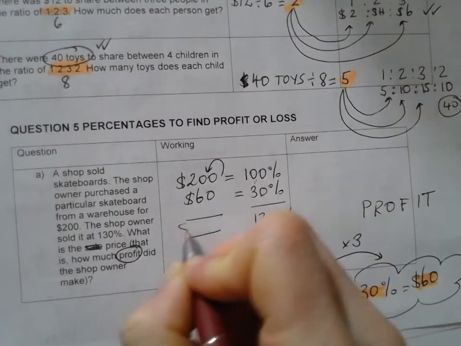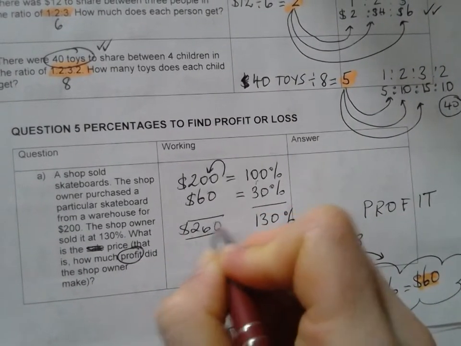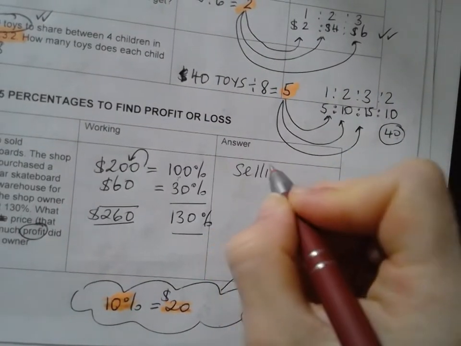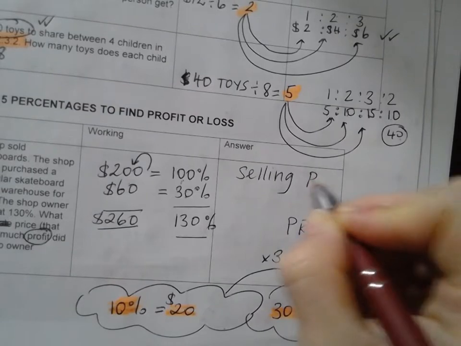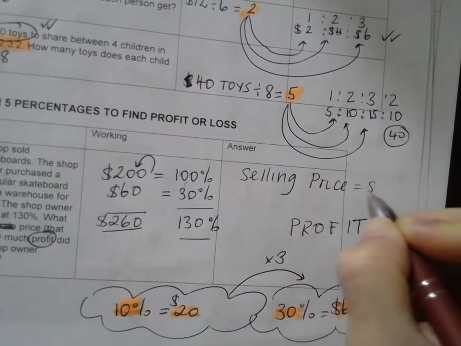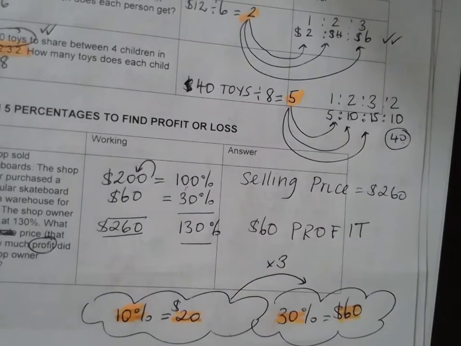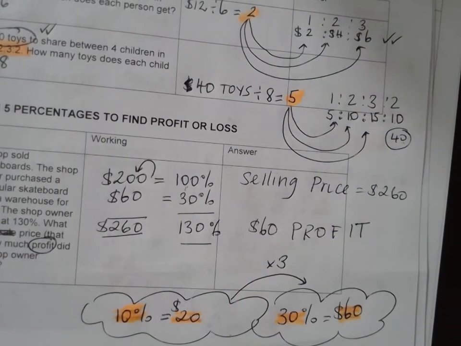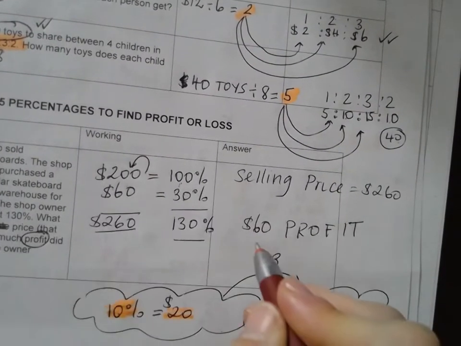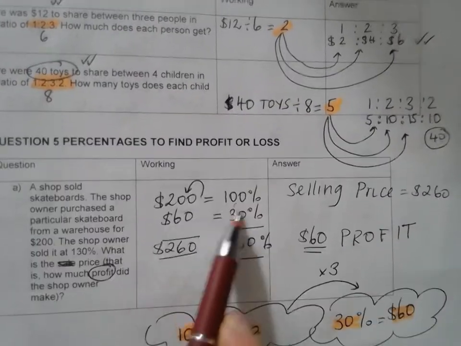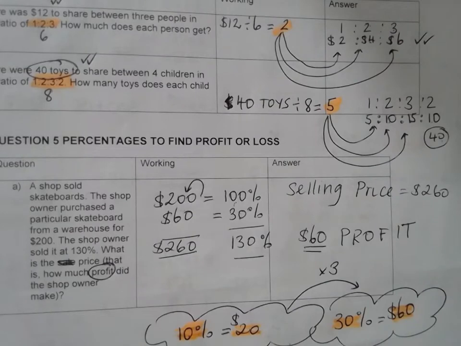So he sells it for $260. So maybe in the answer we could say selling price equals $260. Therefore he's making a $60 profit for each skateboard he's going to sell. Shop owners have to make a profit. They have to sell it for more than 100% of its value if they want to make a profit.